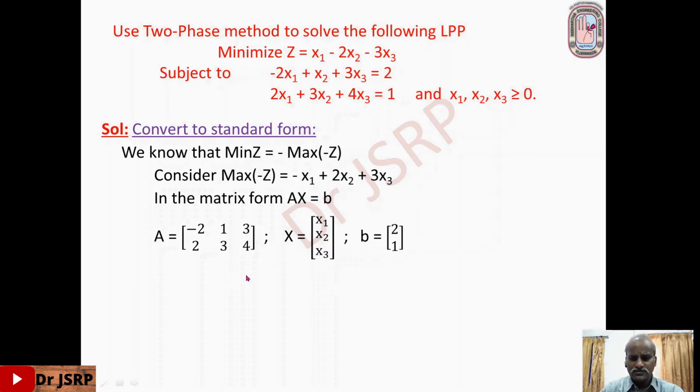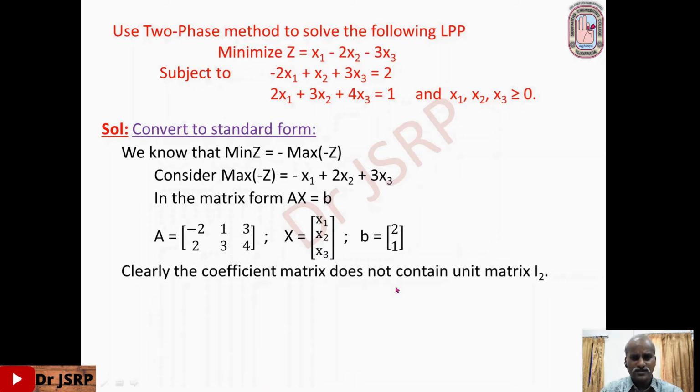Now check whether the coefficient matrix contains a unit matrix or not. Observe the coefficient matrix. Clearly, the coefficient matrix does not contain the unit matrix I2. Since we have two constraints, we have to get a unit matrix of order 2, that is I2. We require a unit matrix. So for that we use new variables which are called artificial variables. We have to add artificial variables in both the first and second constraint.